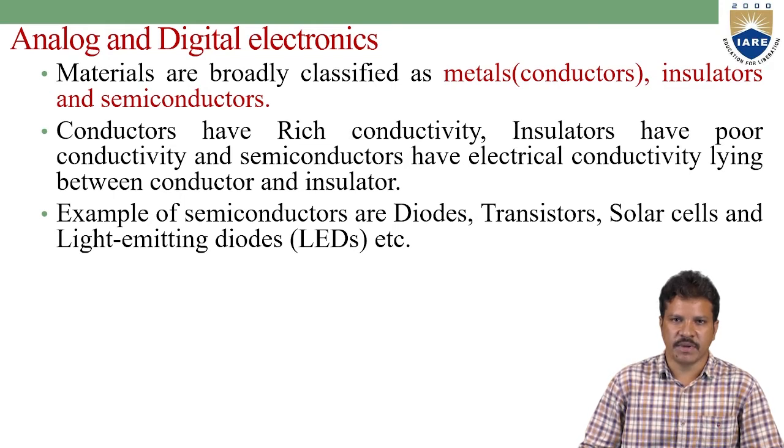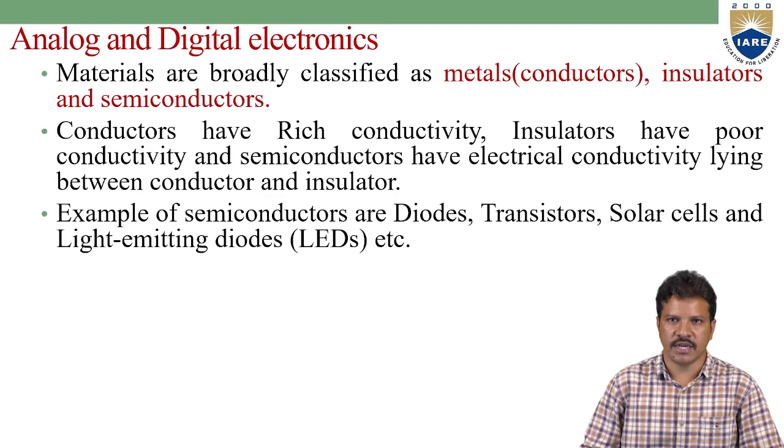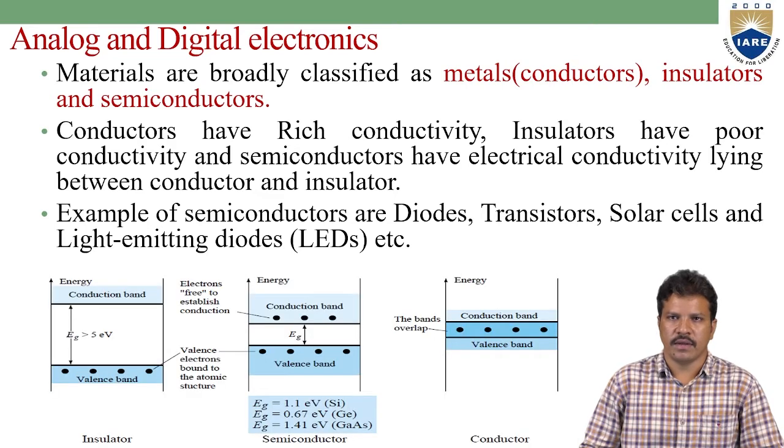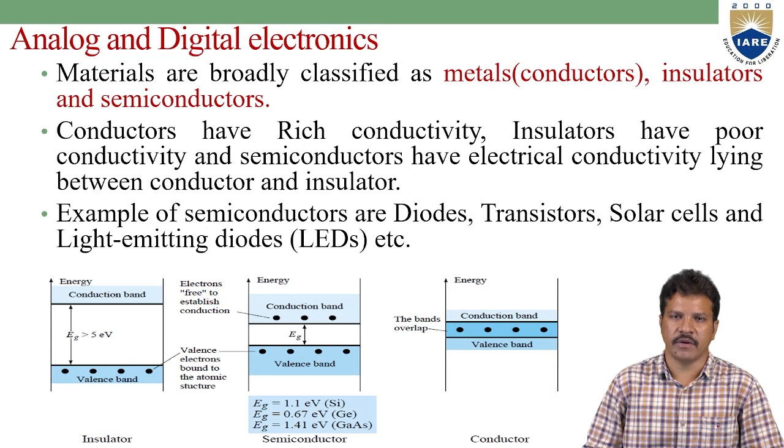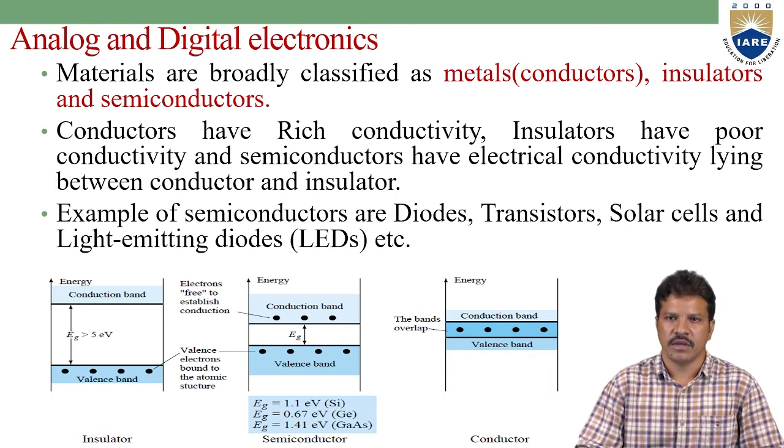The best examples of semiconductors are silicon and germanium, and these semiconductors are used in devices like diodes, transistors, solar cells and light emitting diodes, etc. We can classify these materials by using the energy band diagram. What is an energy band diagram? An energy band diagram is a collection of energy levels which describe the valency band and the conduction band.